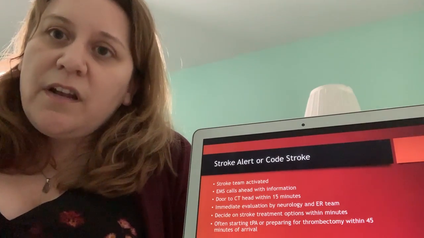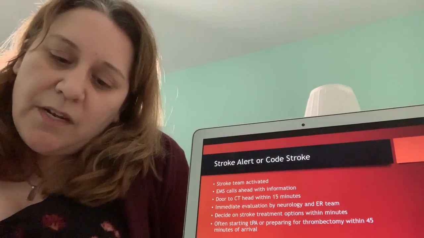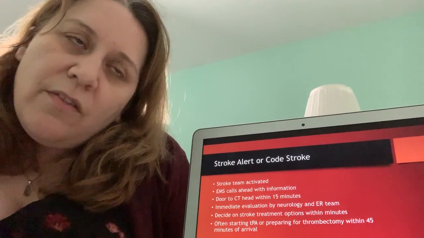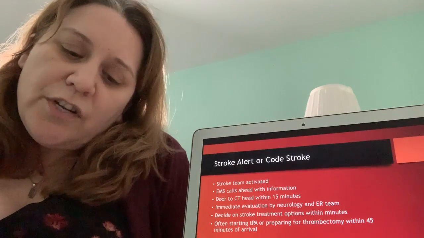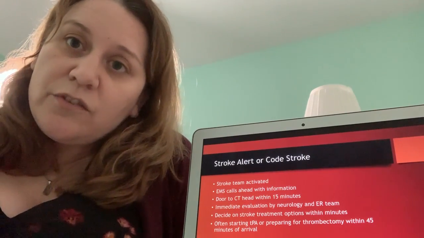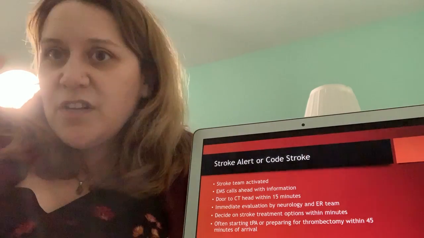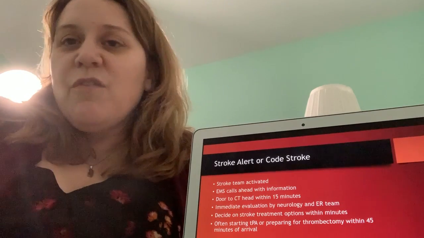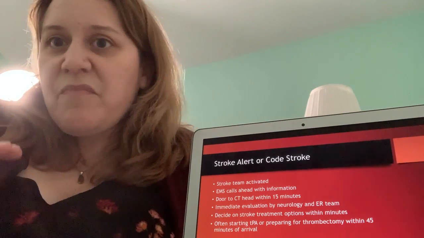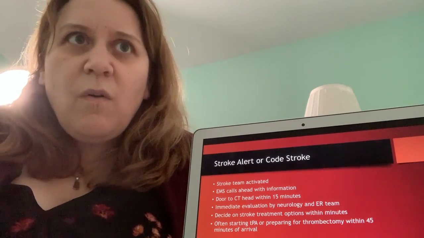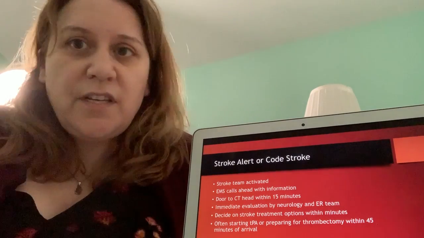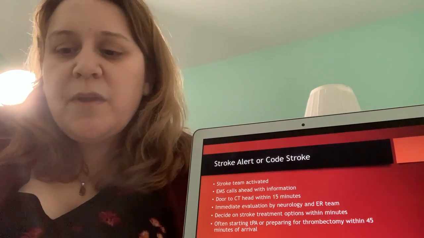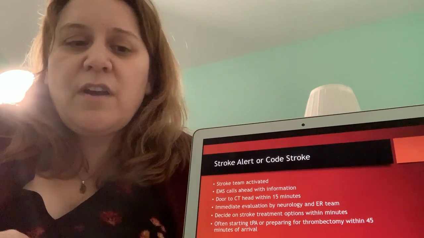The goal is to get a head CT within 15 minutes. That CT scan should be read immediately by the neurologist and the radiologist, and they're going to decide on treatment options. Door to needle time: 45 minutes is ideal. I think the goal is maybe an hour, but you really want to be at a door to TPA time of 45 minutes, which is pretty much the standard nowadays.